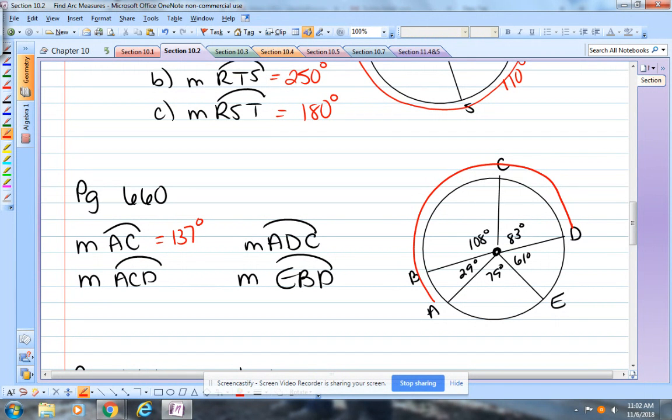Now I can do this 2 ways. I can add these 3 angles, or I can add these 2 and subtract from 360. Does that make sense? I think I just want to add. We already know this part, though. It's 137, right? So we can say 137 plus 83, 220 degrees. Does that make sense to everybody?